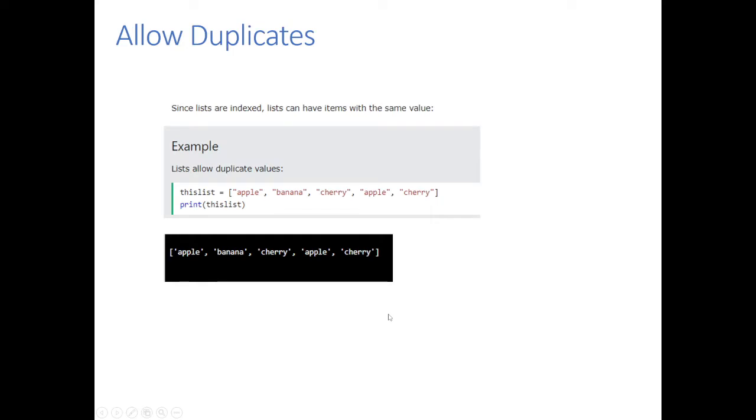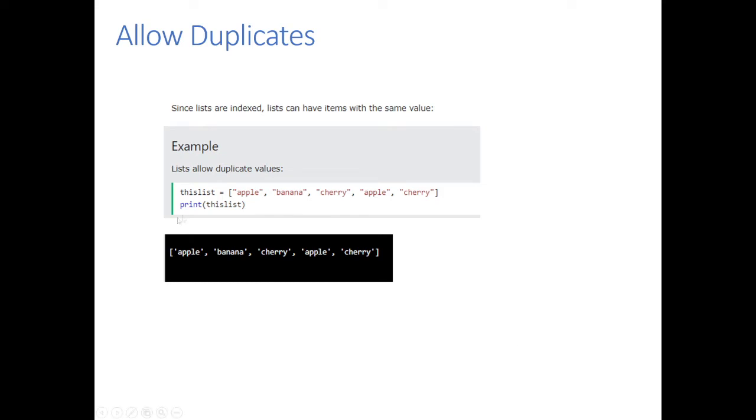Changeable. The list is changeable, meaning that we can change, add, and remove items in the list after it has been created. Allow duplicates. Since lists are indexed, lists can have items with the same value. So lists allow duplicate values.